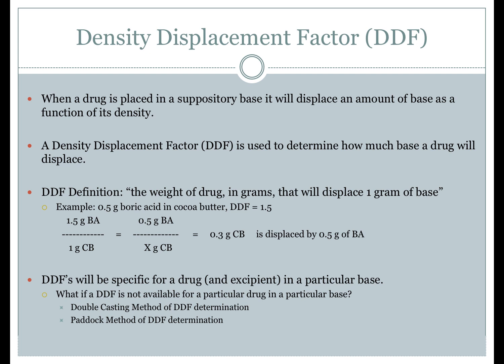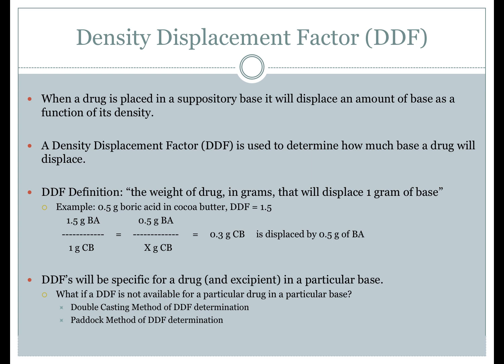An important question to ask is, how do you know what the DDF is for your drug in the base to be used? It is possible that that information has already been published. There are tables listing DDF for various drugs in certain bases, like the one on the next slide for cocoa butter obtained from Remington's. The pharmacist could also look for a published formulation that gives a DDF. However, in many cases of extemporaneous compounding, you may not be able to find a reference that gives a DDF for your drug in your desired suppository base.